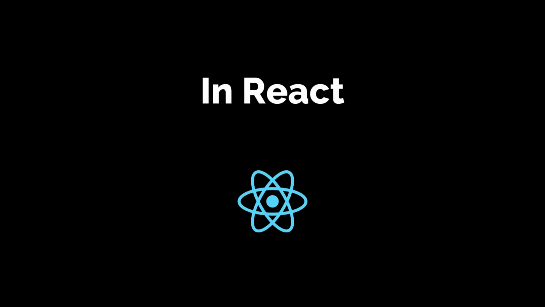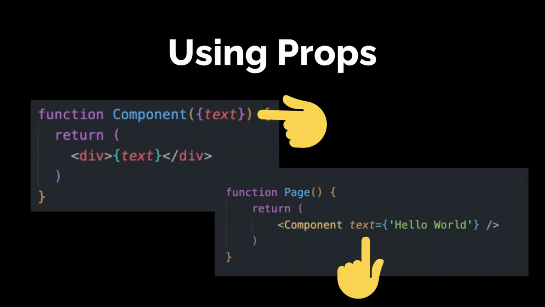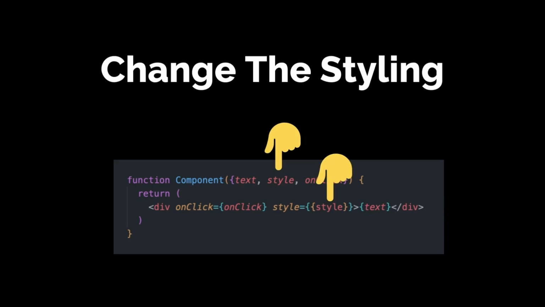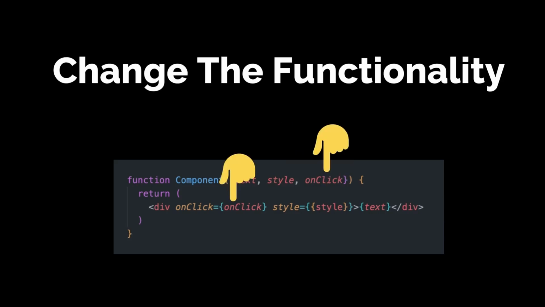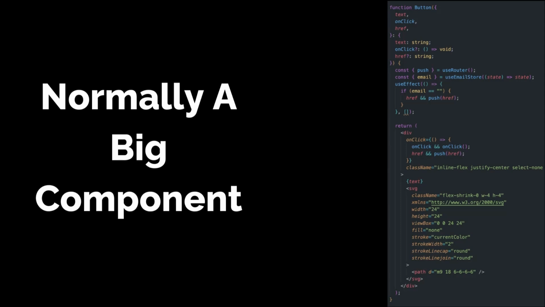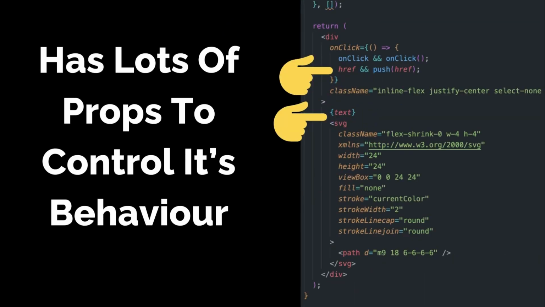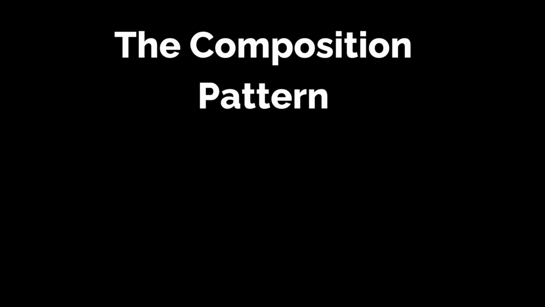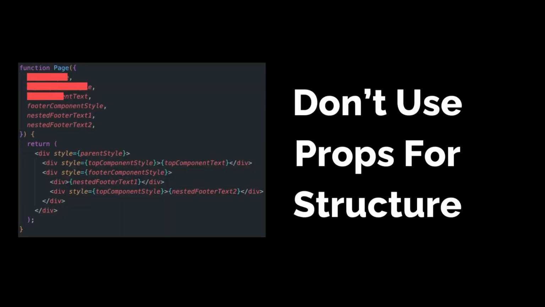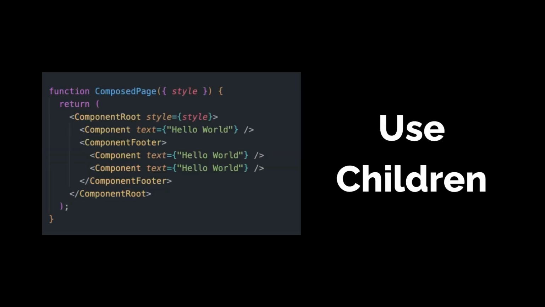In React, the way that we control a component is through its props, which allow us to change the styling and change the functionality within a component. Traditionally, if you have a big component, you will use lots of props to control the individual pieces inside of that component. The composition pattern says that rather than using props to control a component, you should use children.